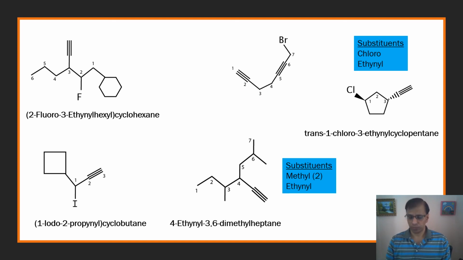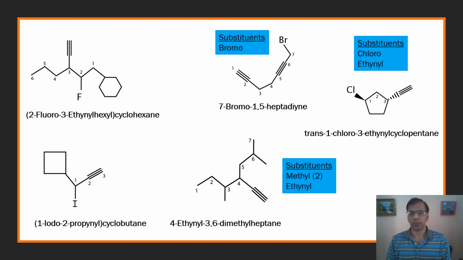And bromine is considered as a substituent on the parent chain, and you number this as 7-bromo-1,5-heptadiyne. So you indicate the location of both the triple bonds. Carbon atom 1 and carbon atom 5 have the triple bond, and you use the word di because there are two triple bonds.